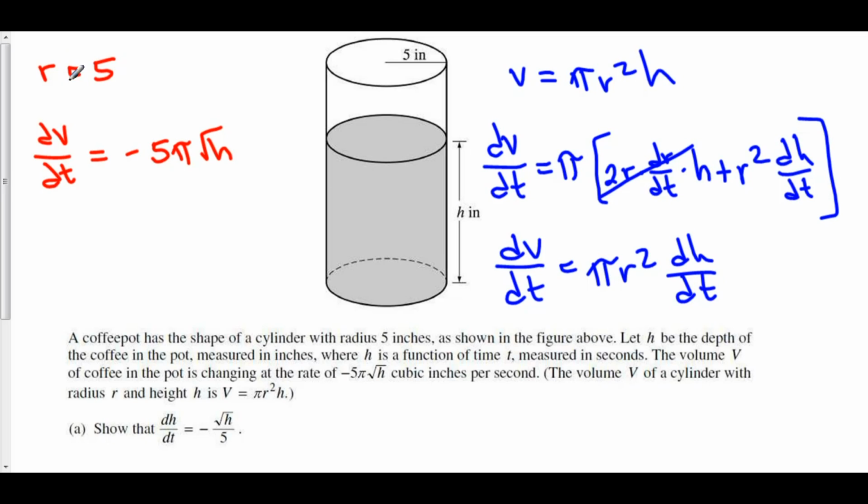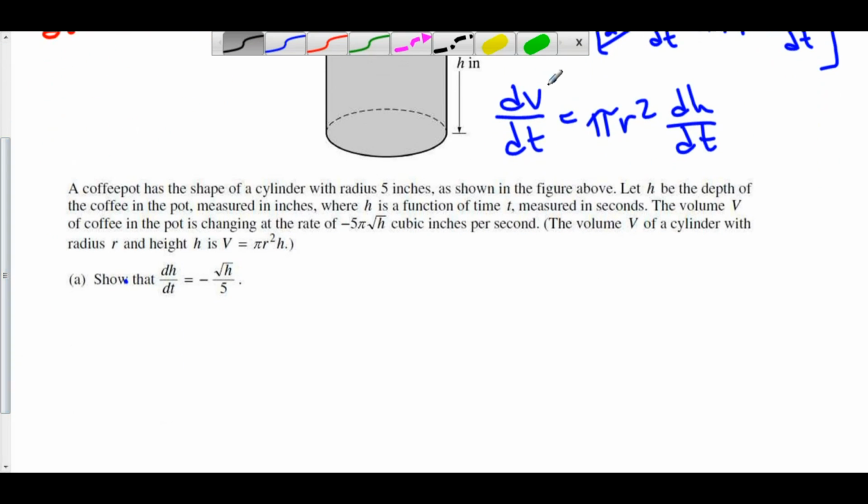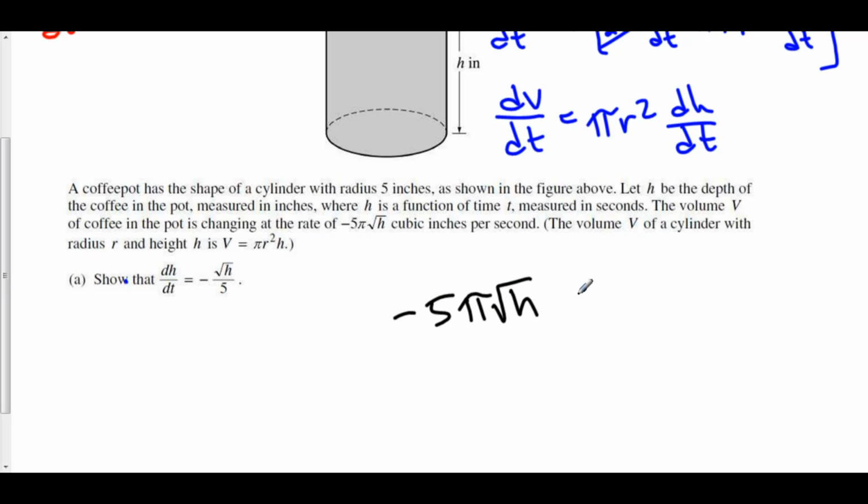They gave us r is 5. They gave us dV/dt is negative 5 pi root h. All we have to do now is solve for dh/dt, which is exactly what they want us to do. They want us to show that dh/dt is equal to negative root h over 5. So let's plug in all of our stuff right now. dV/dt is negative 5 pi root h. We can plug 5 into r because that's our constant, so r squared is 25, and this is dh/dt.